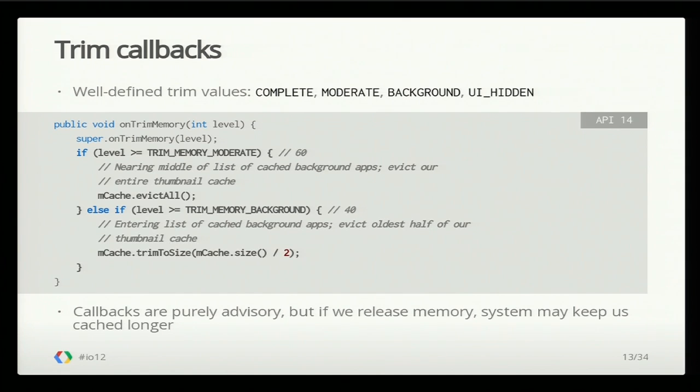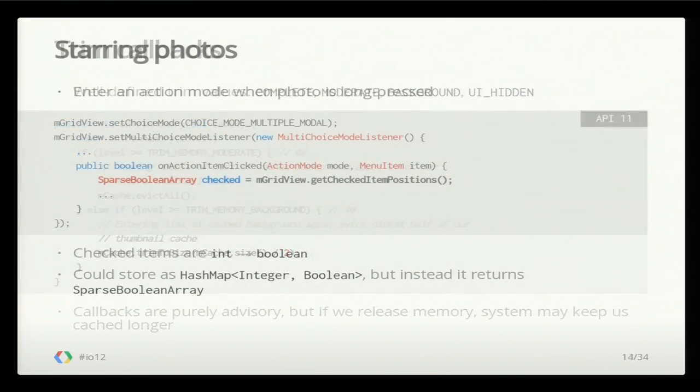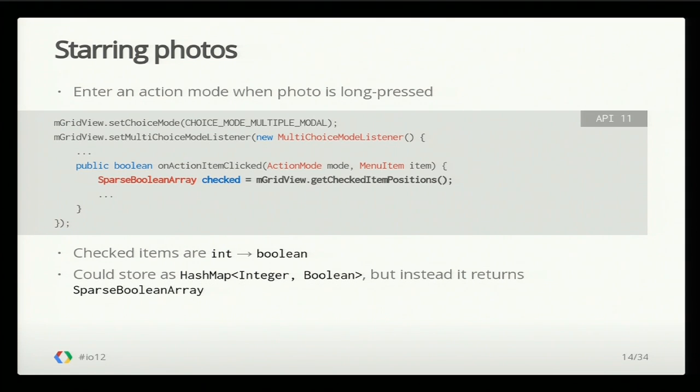All right, so now we have our gallery app. It's running fast. We're caching items. We're releasing some of that memory back to the system as we're running in the background. So let's go ahead and add another feature. Let's add the ability to star photos, keep track of photos that are interesting to the user.